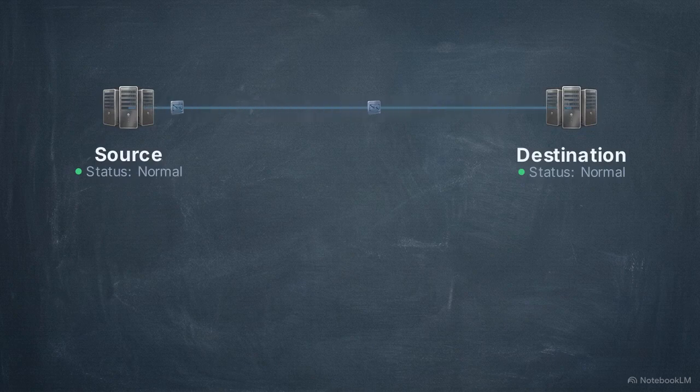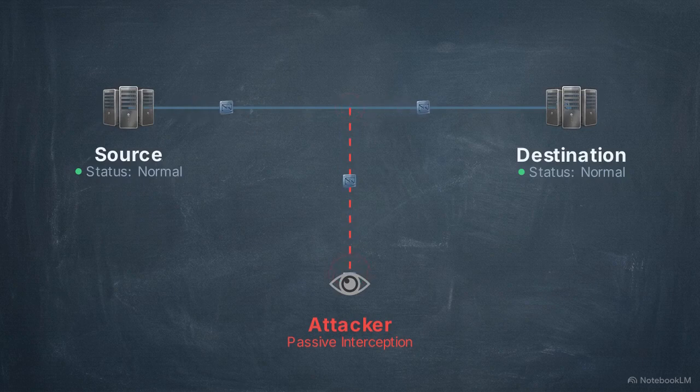Below this, we see the second vector, interception. This compromises confidentiality via unauthorized observation, like packet sniffing, the practice of capturing and logging traffic that passes over a network. During an interception, the original data flow continues unimpeded, making the intrusion difficult to detect.